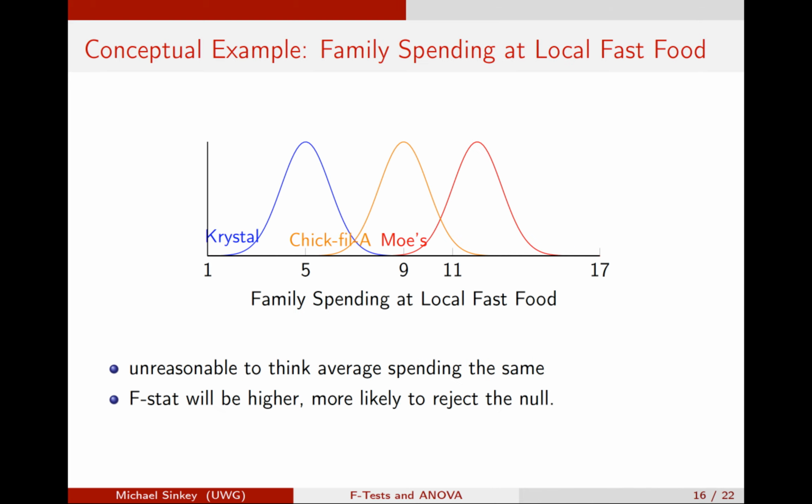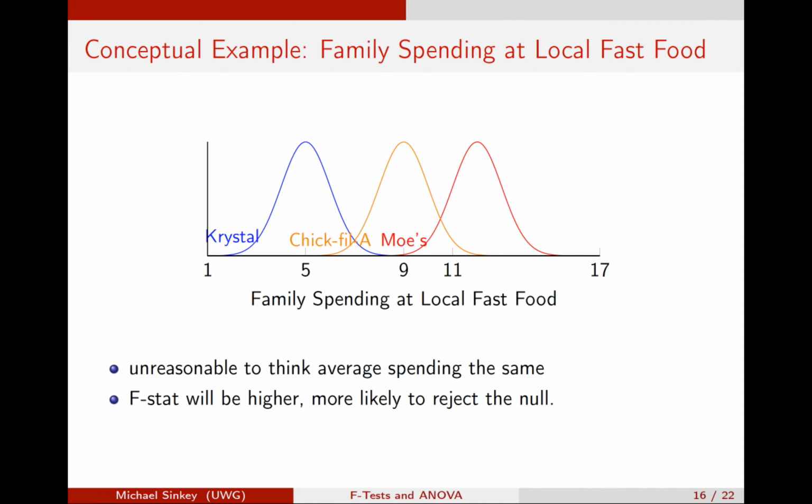Let's take a look at another example. Going back to the fast food, we look at spending at Crystal, which is no more, Chick-fil-A, which is in orange, and Moe's Southwest Grill. And you can see here that all of a sudden there's not very much overlap between Crystal and Moe's. So when you go to Crystal and you look at your receipt, there aren't many instances where people are ordering enough food at Crystal to have a bill that is similar to what they get at Moe's.